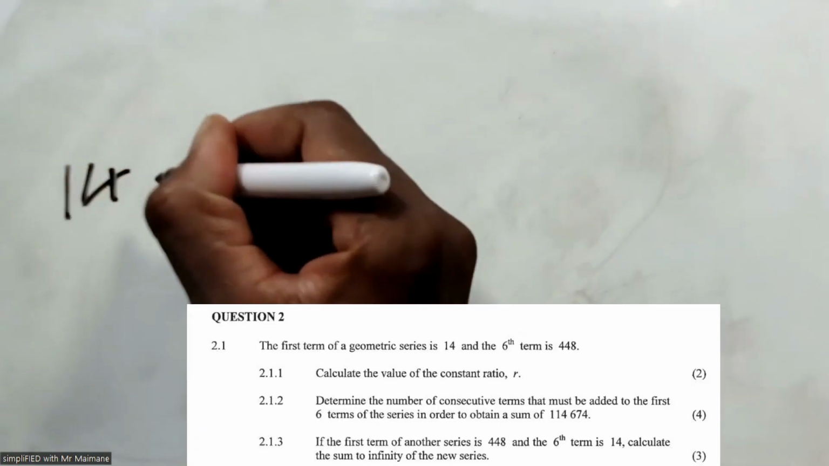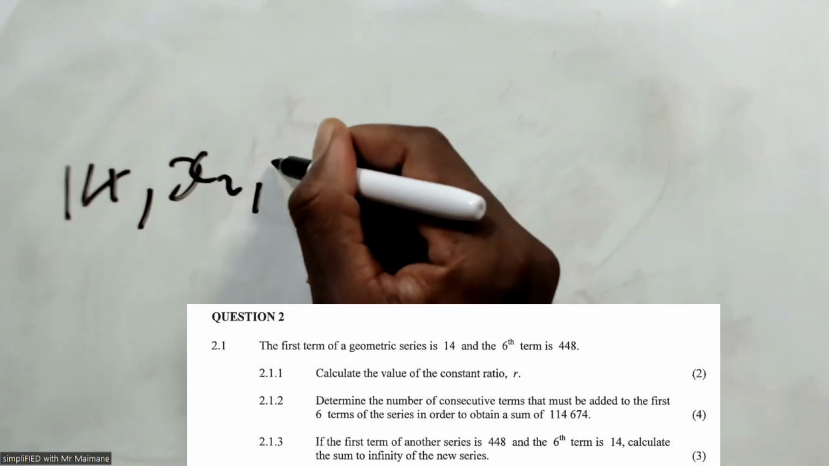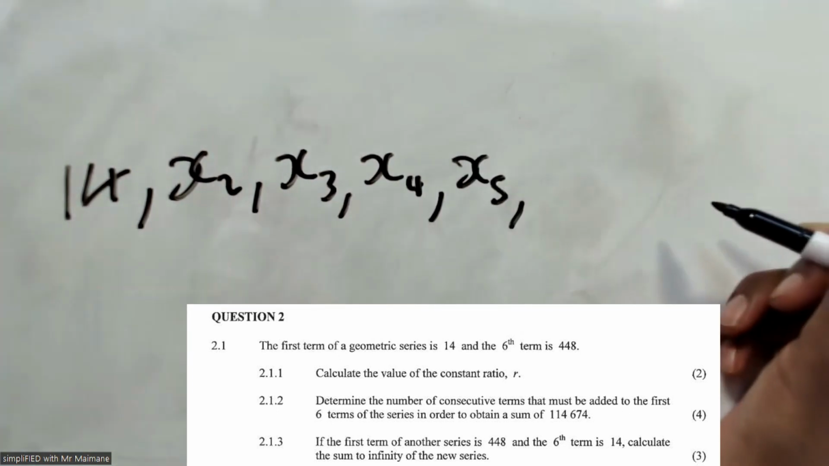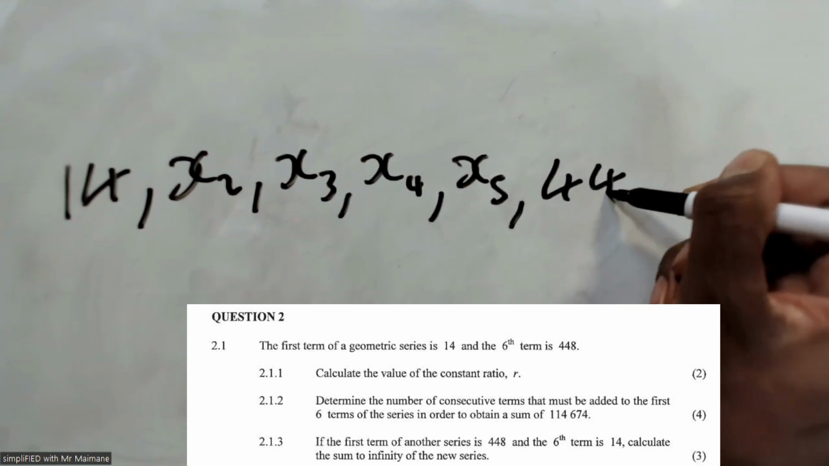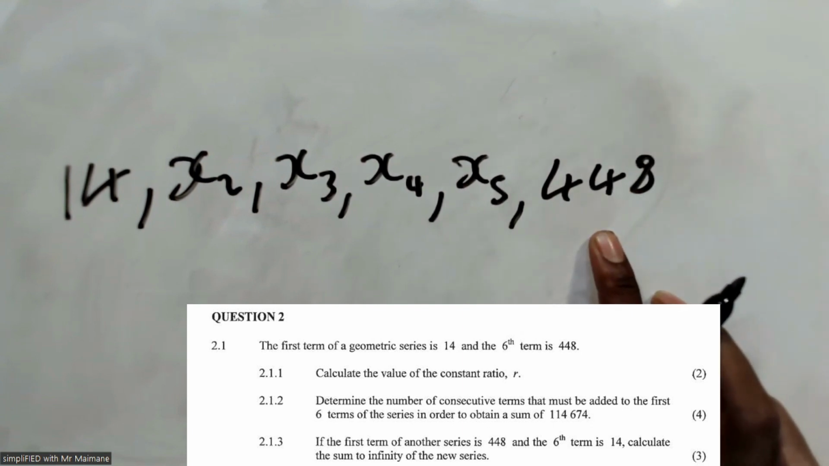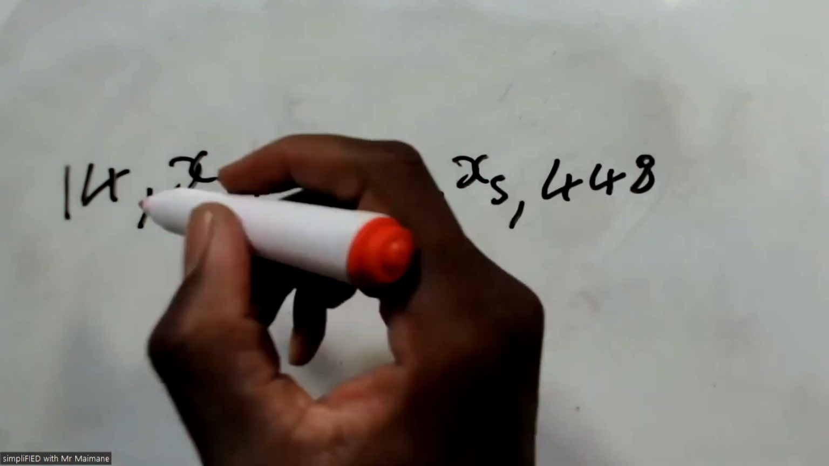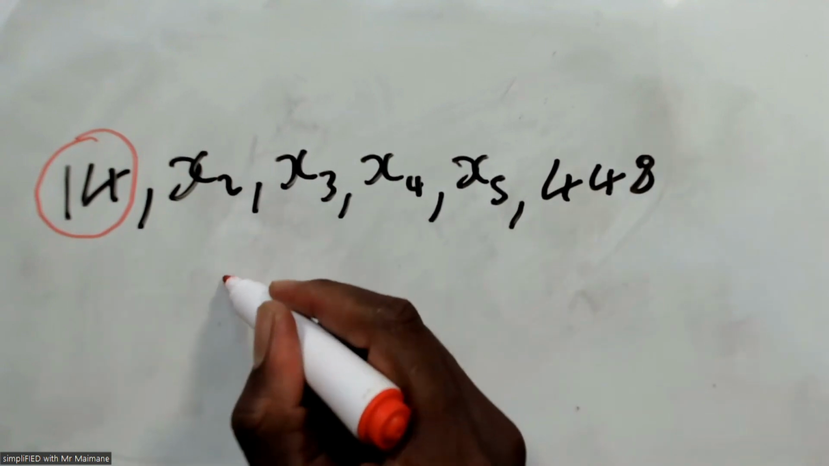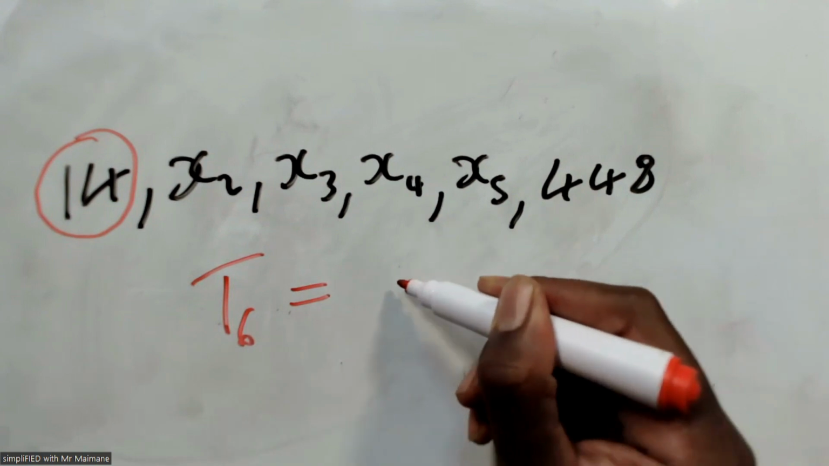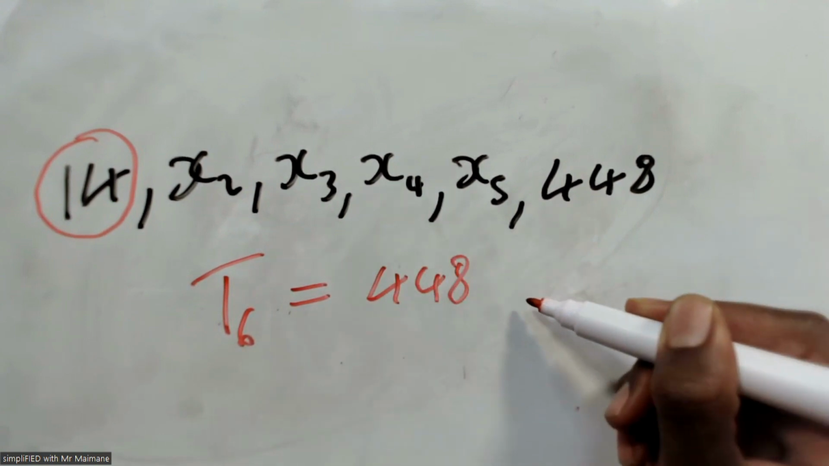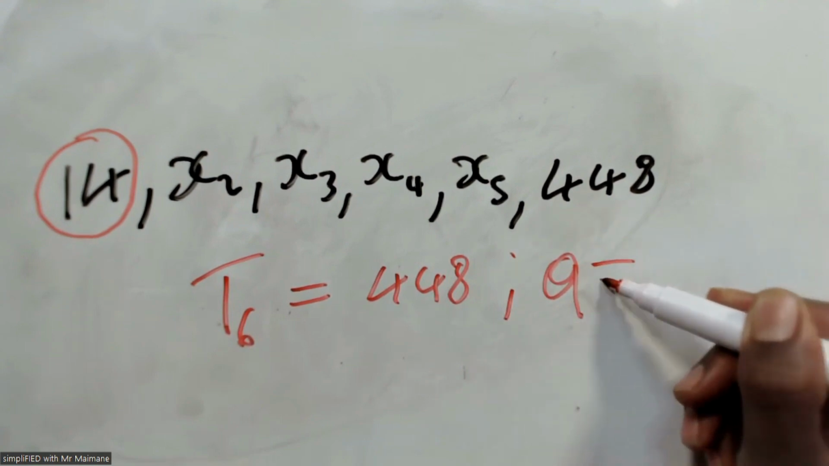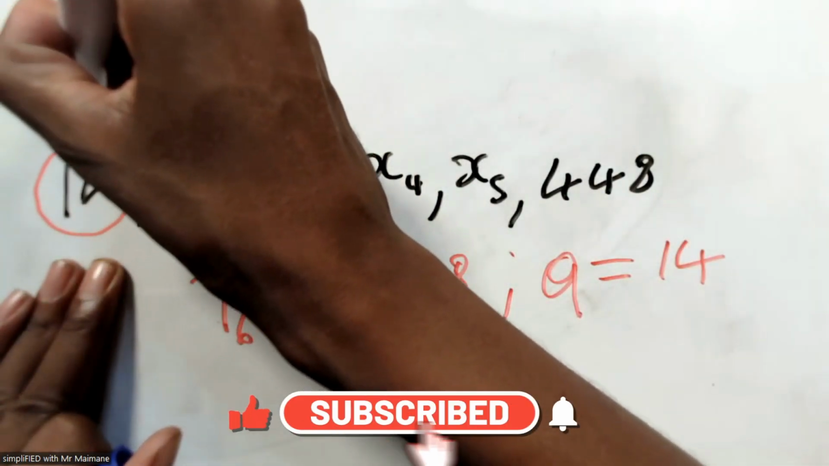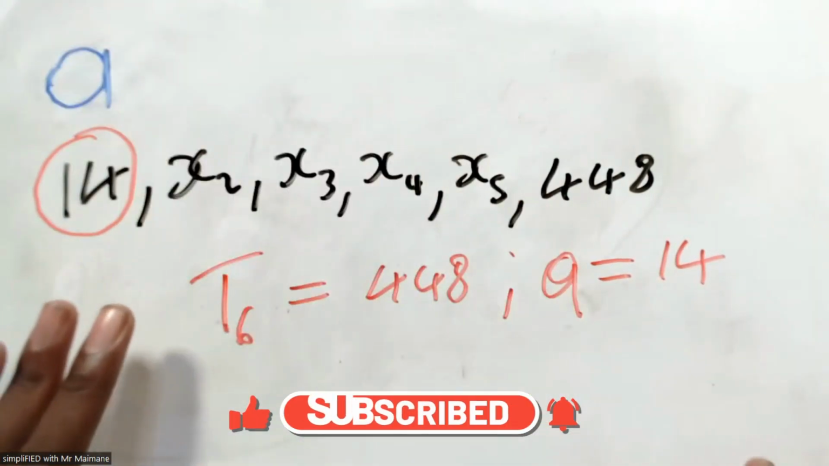The first term is 14. We don't know what the second term is. We don't know what the third term is. We don't know what the fourth term is. We don't know what the fifth term is. But according to the statement, they're saying the sixth term is 448. So this is what they mean. So the first term is 14 and the sixth term is 448. So we know that T6 is equal to 448. And we know that A, which is our first term, because according to sequence and series, A is always the first term. And we always refer to the first term as A, like that.